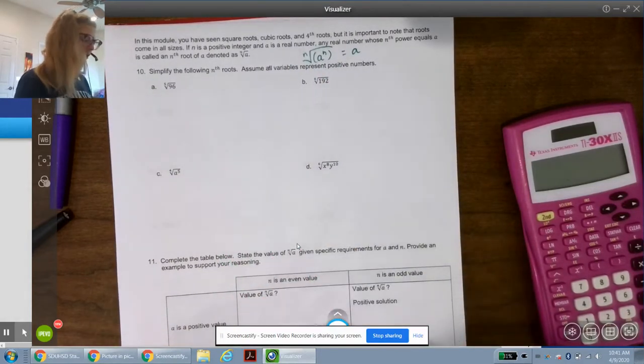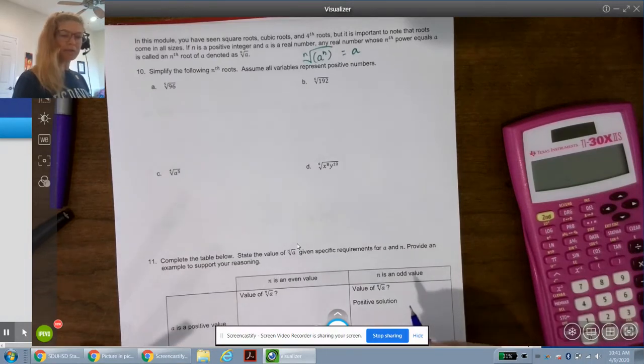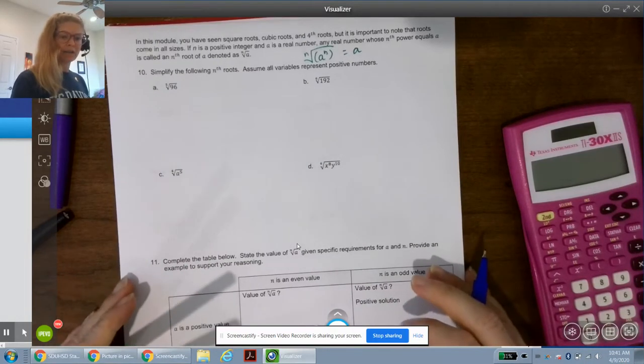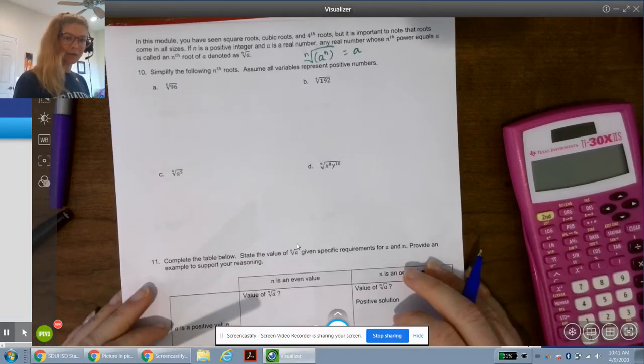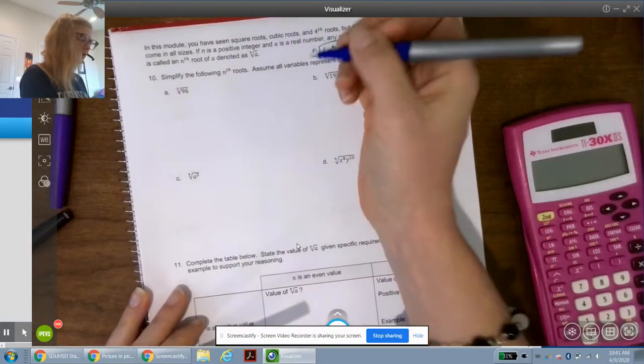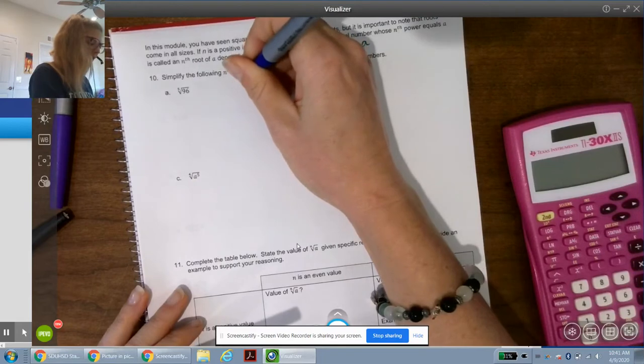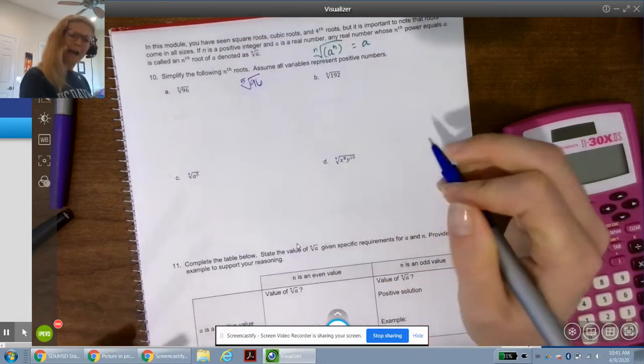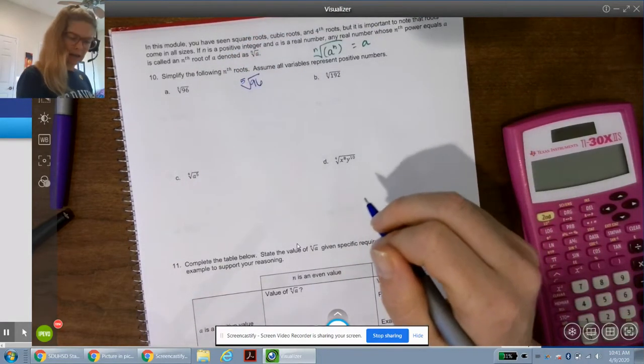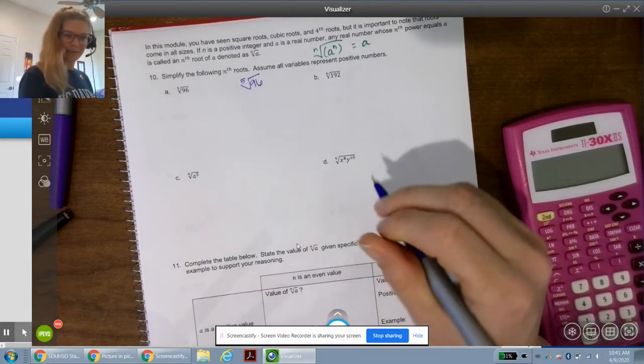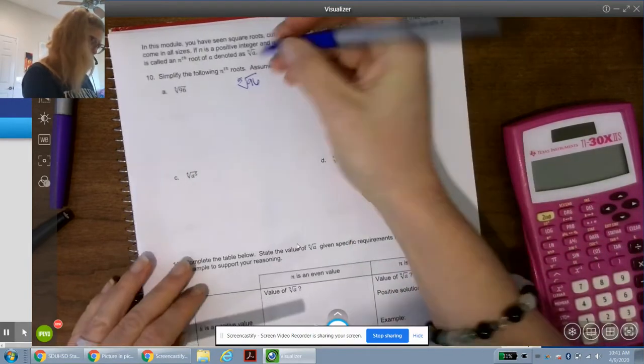Okay, so simplify the following nth roots. Assume all variables represent positive numbers. So I'll do the first one with you, and then we're going to pause, and you can try and do B, C, and D on your own. So let's take a look. Fifth root of 96. Well, if I want the fifth root of 96, how many factors am I going to need that are the same? How many will be in my group? That's right, 5.